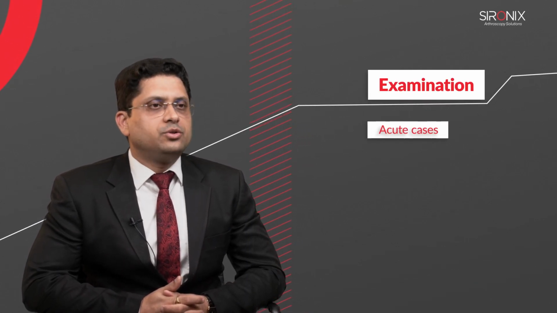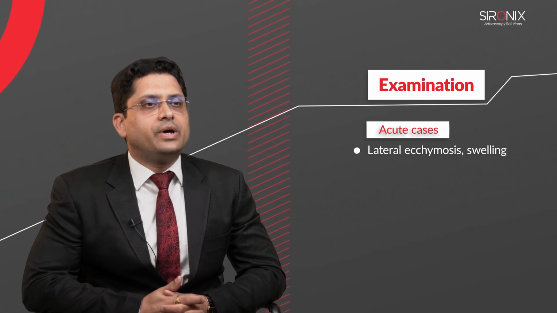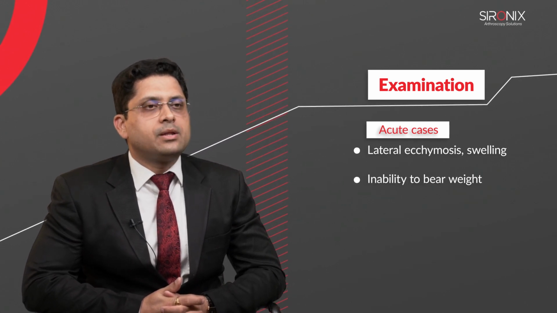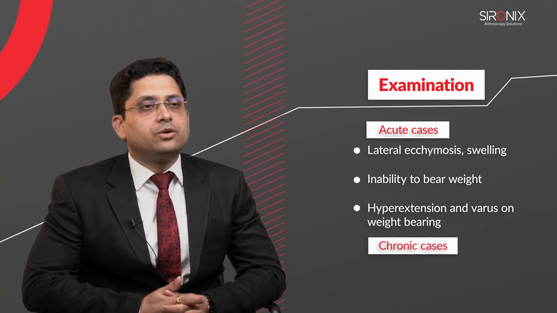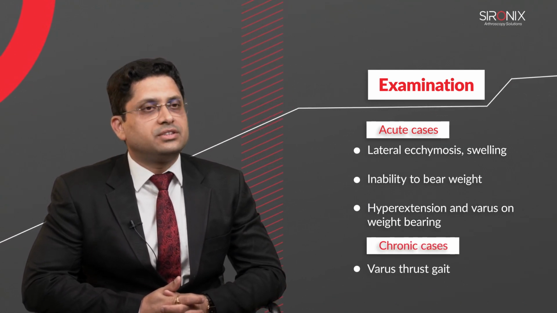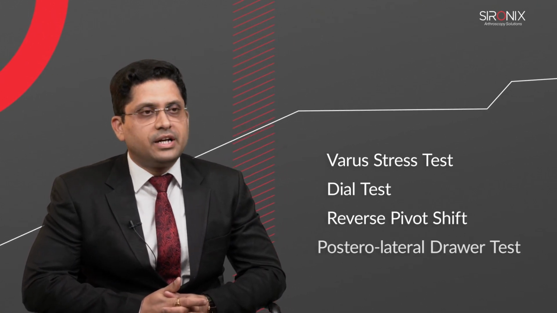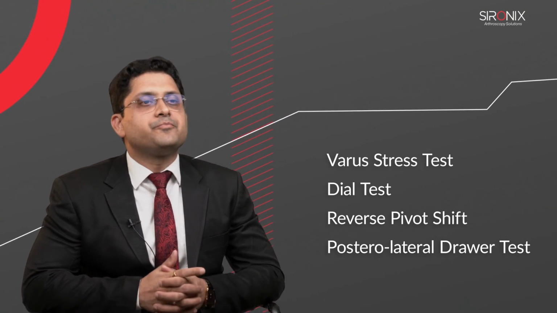In acute cases, you will find lateral ecchymosis, swelling, inability to bear weight, and hyperextension and varus on weight bearing. In chronic cases, you have a varus thrust gait. Let's have a look at the clinical tests. The two most prominent tests which you do are the varus stress test and the dial test. One may also do a reverse pivot shift and a posterolateral drawer test.